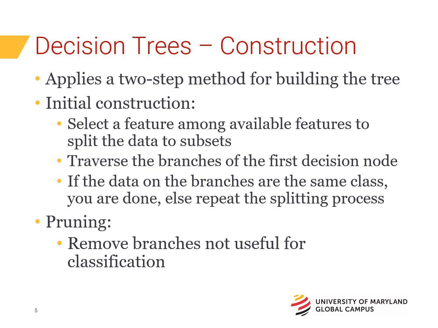However, this tree may be overly complex and prone to overfitting. Overfitting occurs when the model becomes too specific to the training data and fails to generalize well to unseen data. This is where the pruning step comes into play. Pruning is the process of removing branches that are not useful for classification. The goal is to simplify the tree structure while maintaining its predictive power. By eliminating unnecessary complexity, pruning helps to reduce overfitting and improve the model's generalization ability.